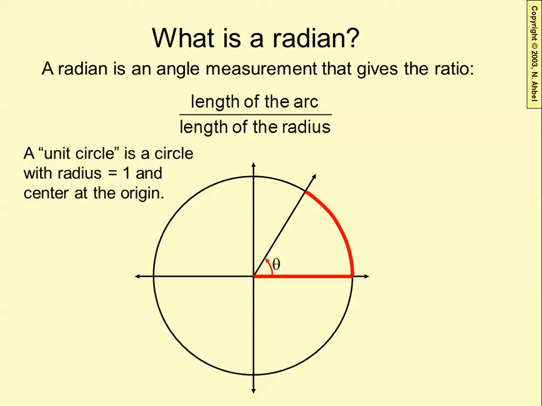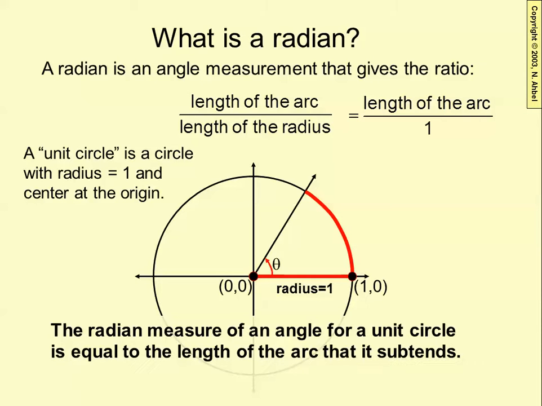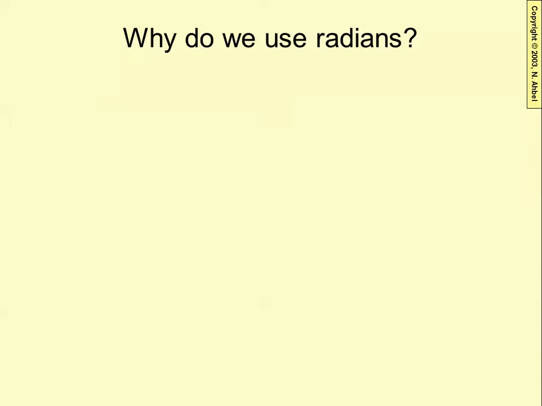A unit circle is a circle with radius 1 and the center at the origin. So here the radius is 1. So length of the arc divided by length of the radius just becomes length of the arc. So the radian measure of an angle for a unit circle is equal to the length of the arc that it subtends or cuts off.